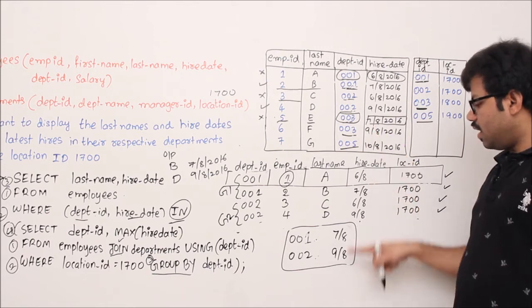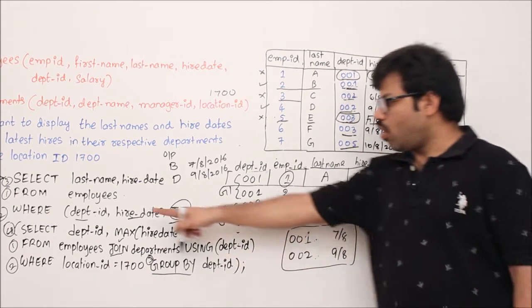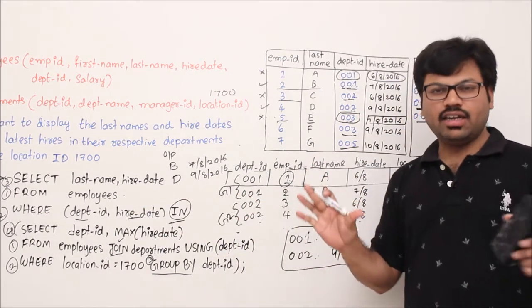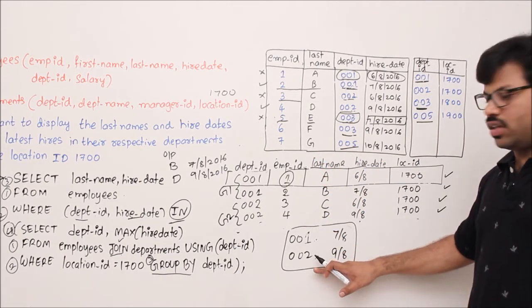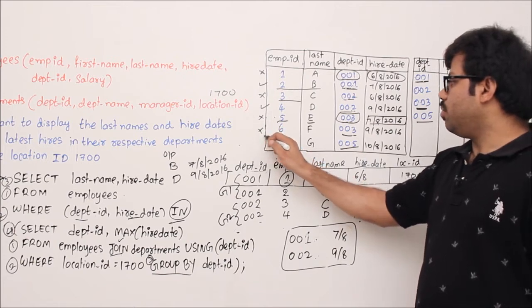Sir, but 98 is here, right? So whenever you take a combination of department ID and hire date, that entire combination should match here. Then only the IN operator gives you a true answer. So that's why all will be rejected.